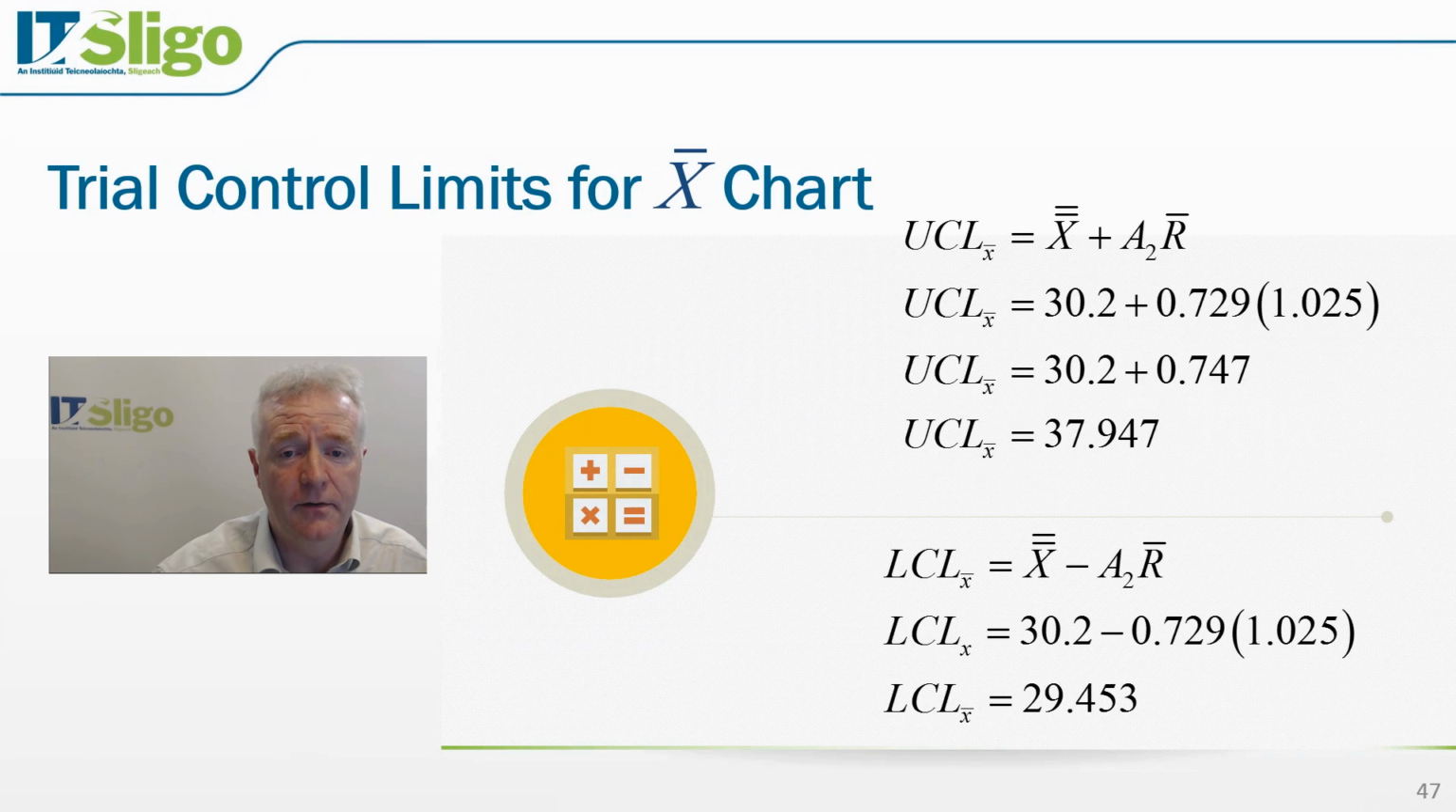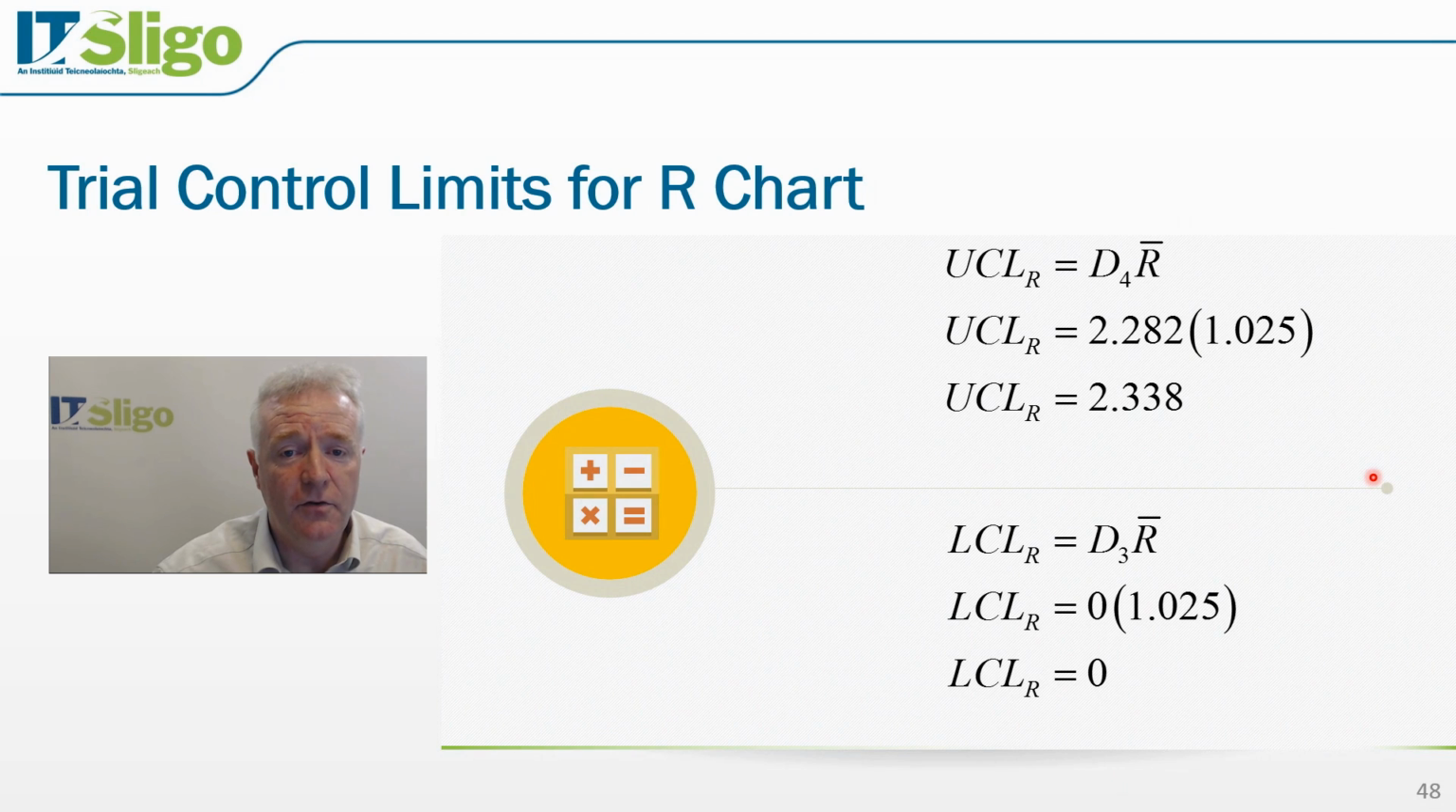When we plug these constants and values for X-bar and R-bar into our equations, we come up with limits for our X-bar chart. Our upper control limit is 37.947 and our lower control limit is 29.453. We can do something similar on the range chart. Our upper control limit on our range chart is 2.338 and our lower control limit is 0.